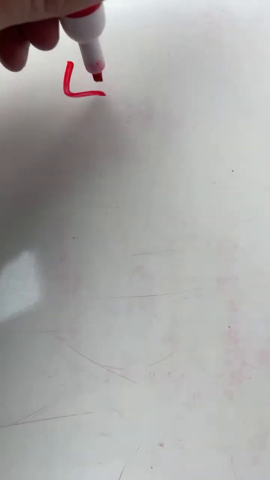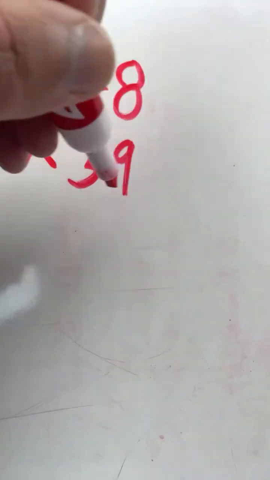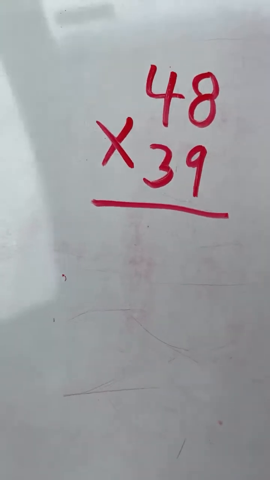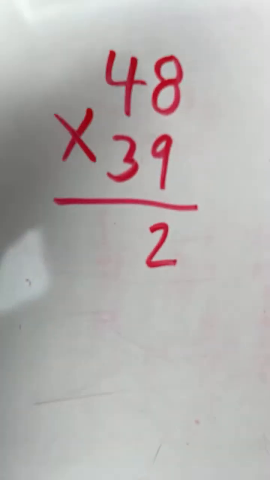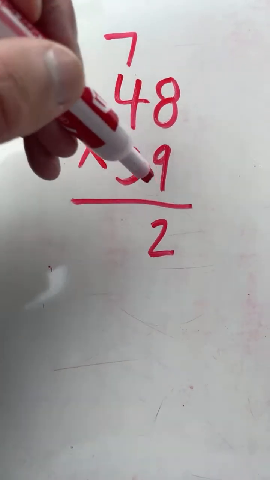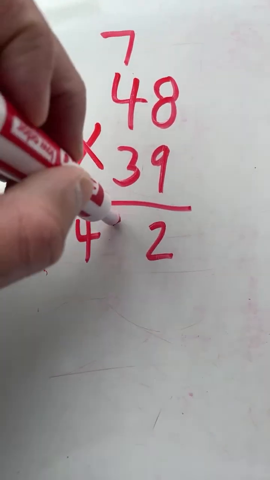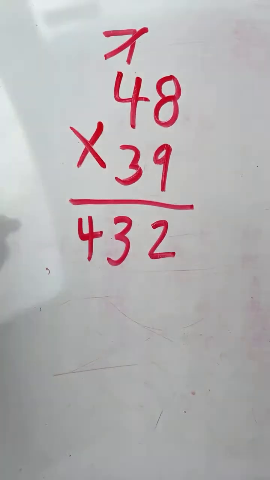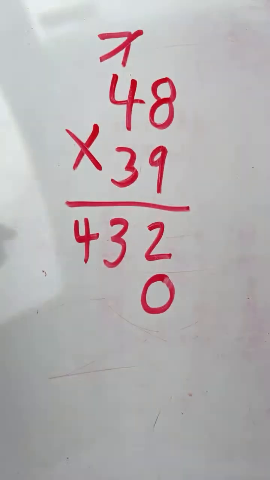Next example problem, 48 times 39. 8 times 9 equals 72. 2, carry the 7. 4 times 9 equals 36. Plus 7 equals 43. We're putting a 0 in the ones place since both digits in the ones place have already been multiplied.